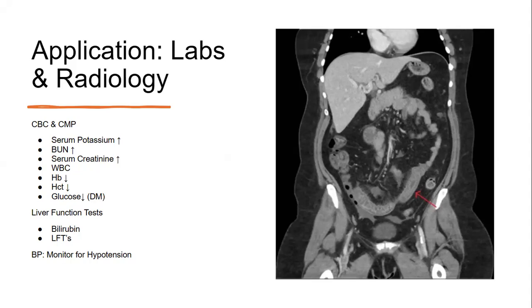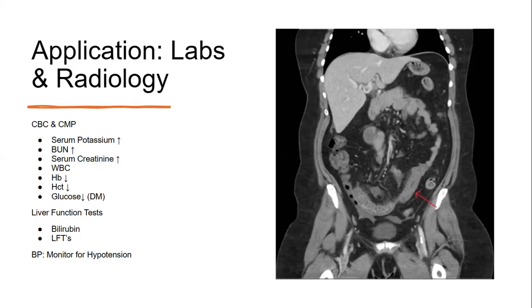So we would just want to keep an eye on liver function tests like ALTs and ASTs, and also bilirubin. And then we should also monitor for hypotension. And also lisinopril has been shown to cause angioedema, which is the quick onset of deep swelling under the skin.